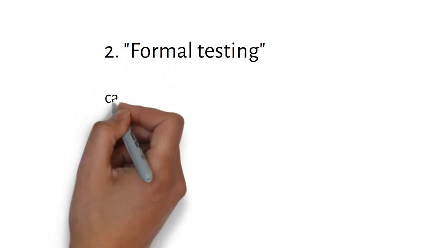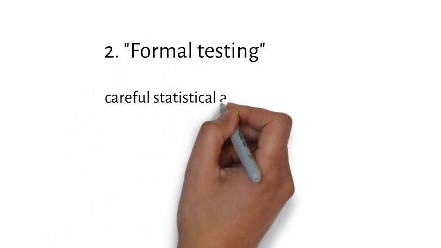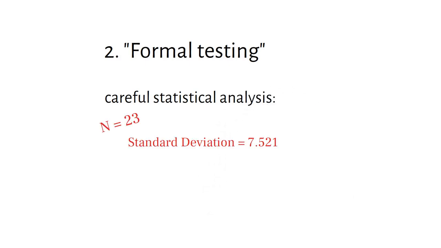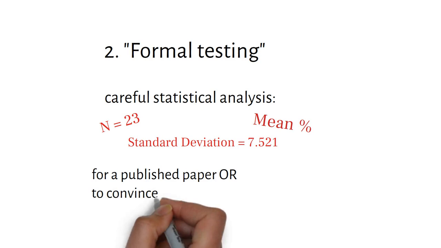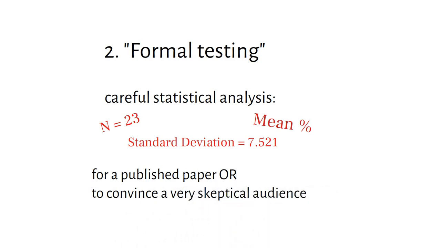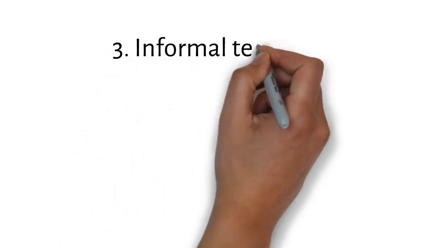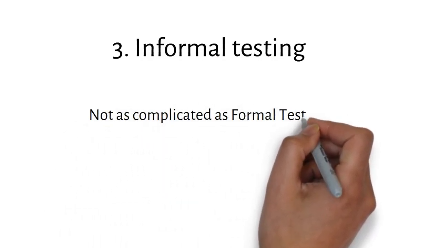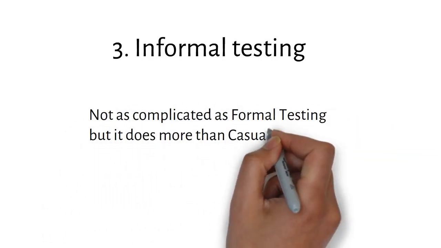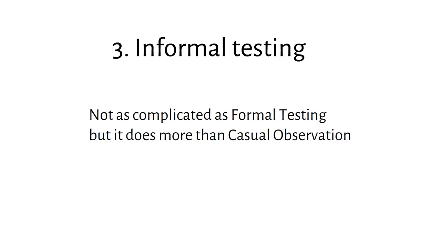Formal testing takes the most time. With this, you do careful statistical analysis. This is needed for a published paper or if you need to convince a very skeptical audience. We won't talk about this one anymore here. Informal testing is what we'll talk about for the rest of this video. It is not as involved as formal testing, but it does more than casual observation.